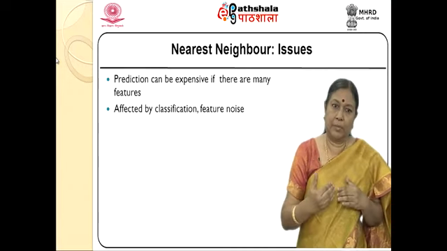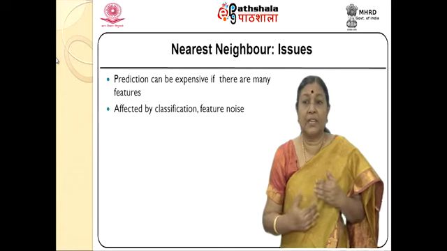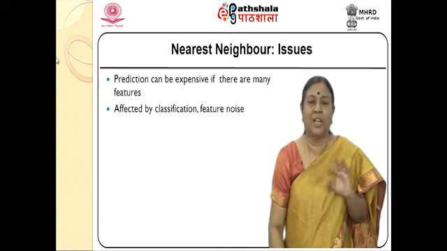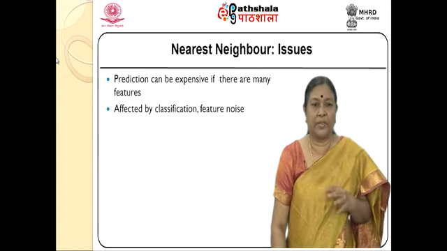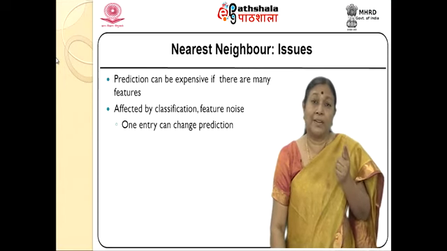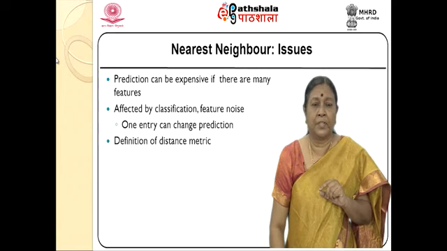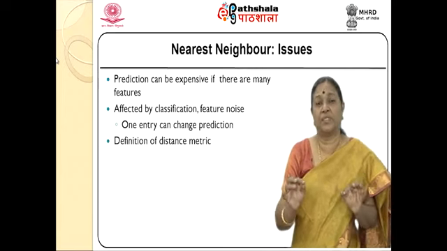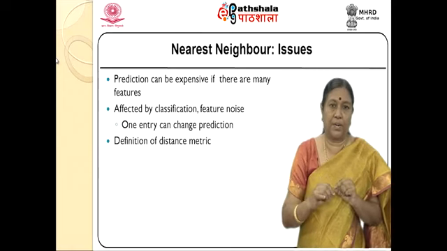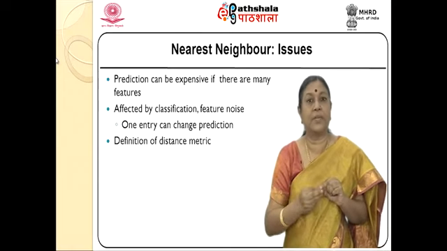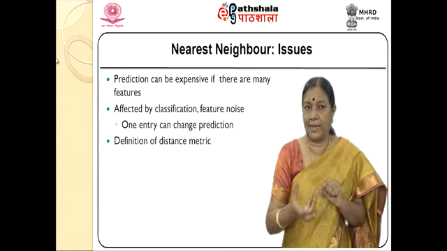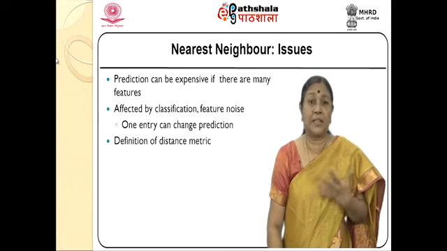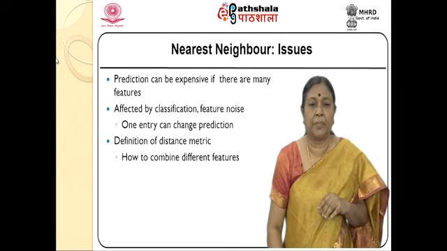And what is affected by the classification? If you have feature noise, that is, there are some features that do not give you actual values in the input instances, then you have a problem. So, one entry itself can change the prediction. Another issue that you have is the definition of the distance metric, that is very important. In the previous example we used normalized square distance. You can have different methods of distance metric, and this affects the classification accuracy.